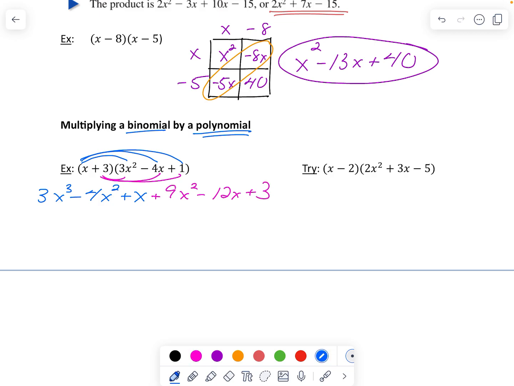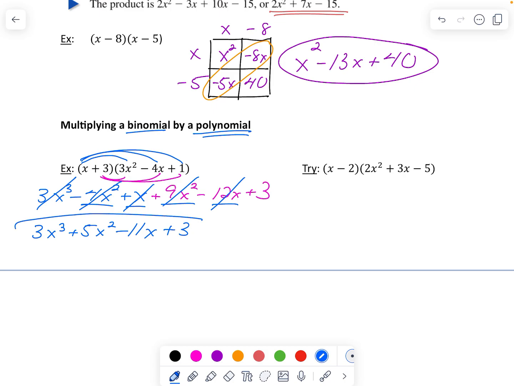Now it's like the problems we did in 7.1, combining like terms. We only have 3x cubed, done with that. Now we have our x squared. So 9 minus 4 is plus 5x squared, done with those. Now we move on to our x's, negative 11x, done with those, plus 3.